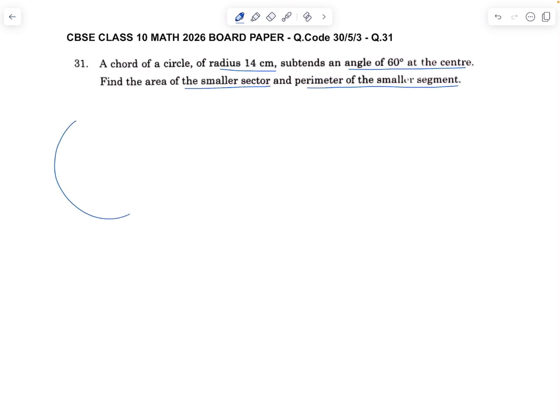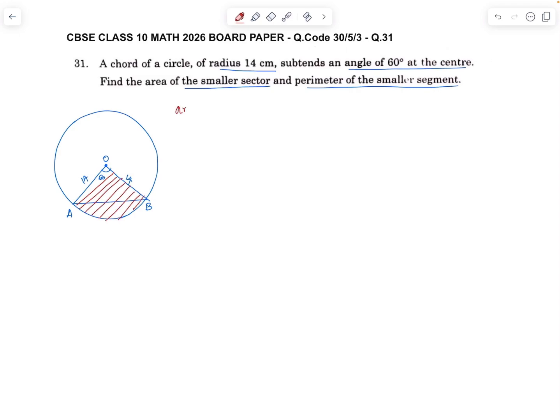Let's draw a rough sketch of a circle with center O. The chord AB subtends an angle of 60 degree at the center. OA and OB are radii, so each measures 14 centimeter. Find the area of the smaller sector. That is, we have to get the area of this portion.